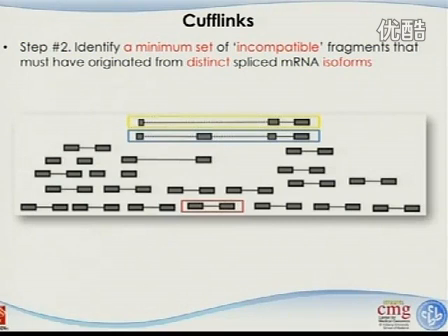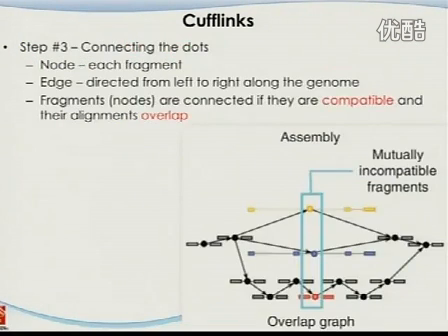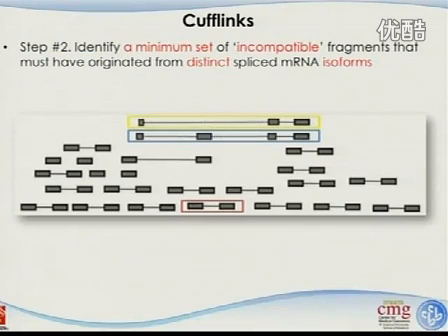So the second step is very critical. Identify a minimum set of incompatible fragments from different isoforms. Yes? Usually when they try to... A maximum set of compatible fragments. A maximum set of incompatible fragments. We can have all that. And you're lowering the specificity then. So we'll get into that.